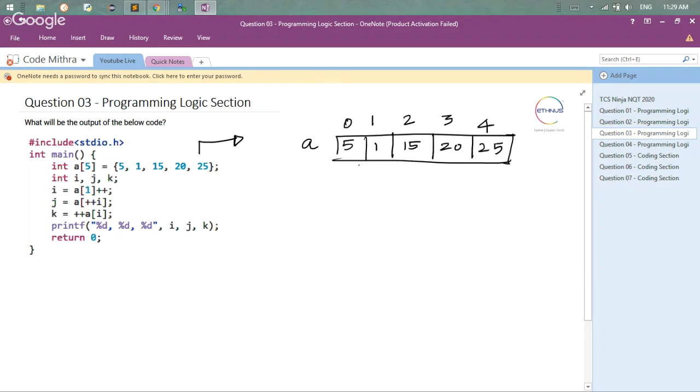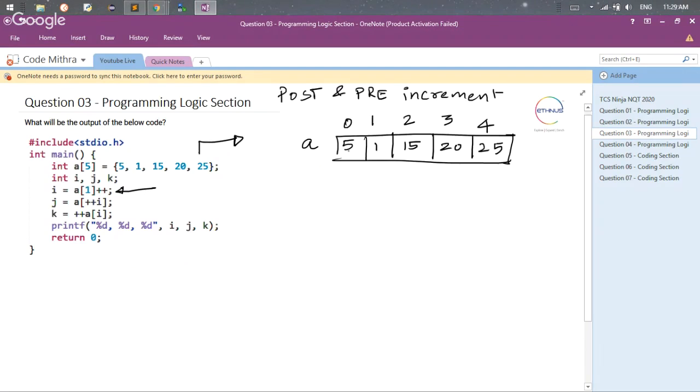Okay, now the first thing that they are asking us to do is a very simple one. i is equal to a of 1 plus plus. Okay, so actually they are evaluating us on post increment and pre increment in this question. Okay, this question tests the concept of post and pre increment. So let's understand how it works basically. A of 1 is actually 1, right? You can see A of 1 is 1, A of 0 is 5, A of 2 is 15, A of 3 is 20, A of 4 is 25.